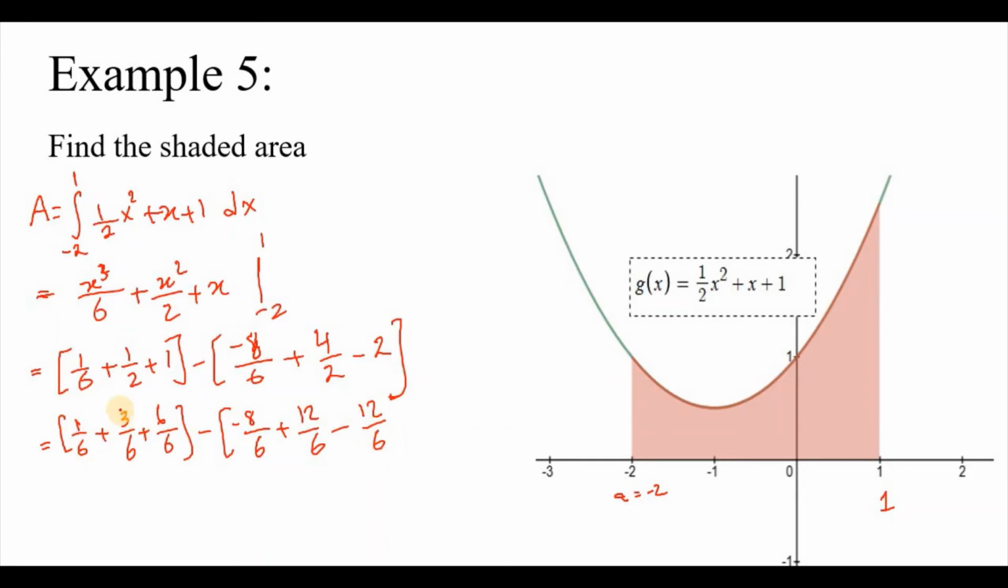So the answer here is going to be 4 plus 6 is 10/6 plus 8/6, which is 18/6, and that is equal to 3.